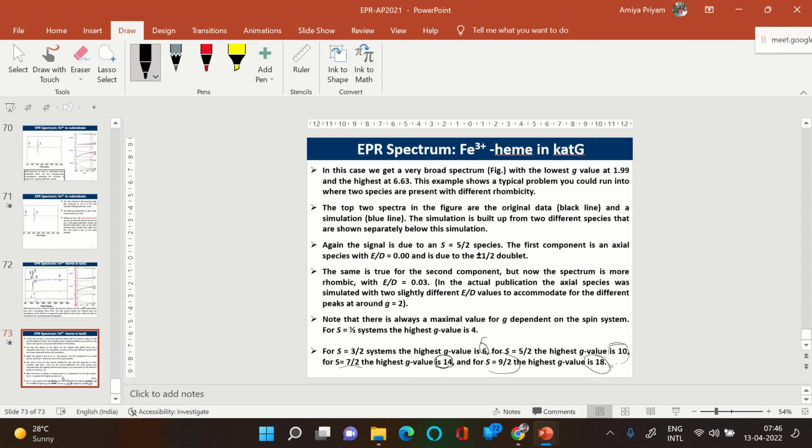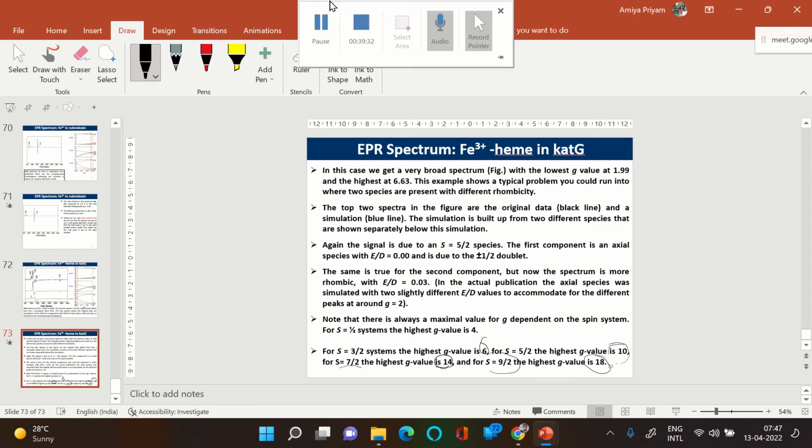So that's all for this part on Kramer systems. In the next class we can start photoelectron spectroscopy. So I'll stop here.